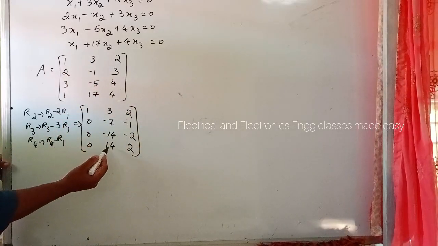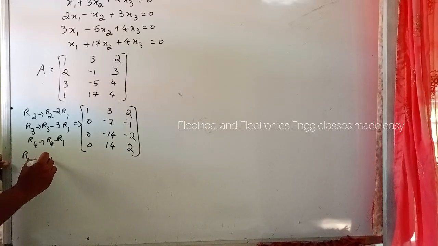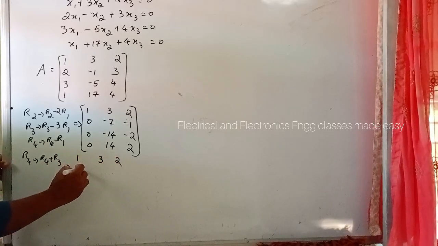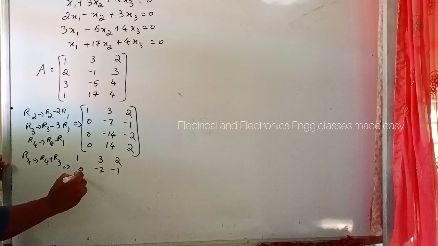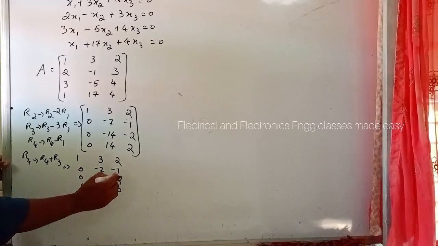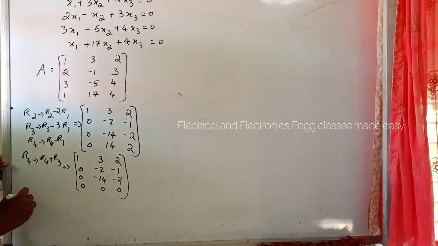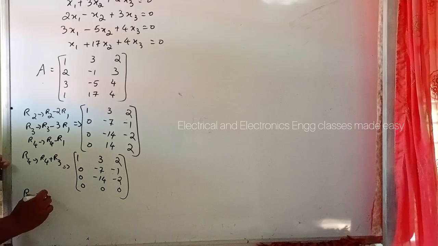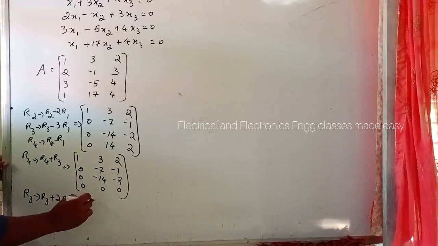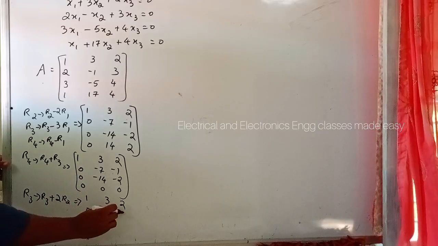Now here we can make this element 0, that is R4 implies R4 plus R3, that is 1, 3, 2, 0, minus 7, minus 1, 0, minus 14, minus 2, 0, 0, 0. Here also we can make this element 0, that is R3 implies R3 plus 2 times R2, that is 1, 3, 2, then 0, minus 7, minus 1.